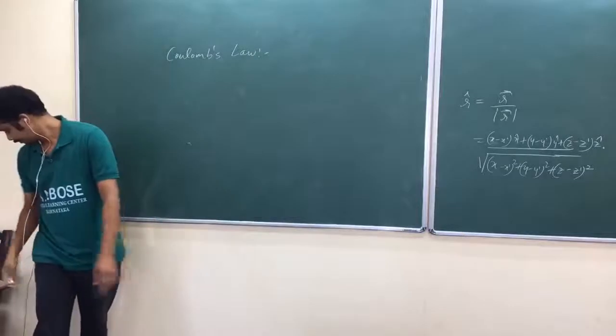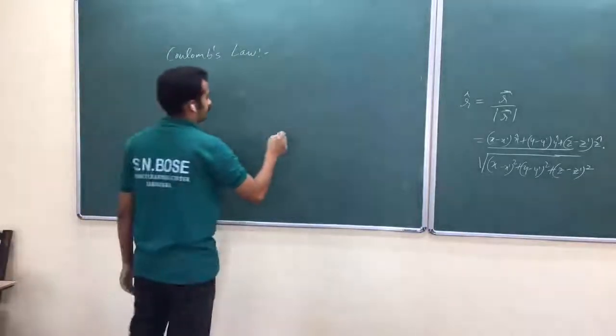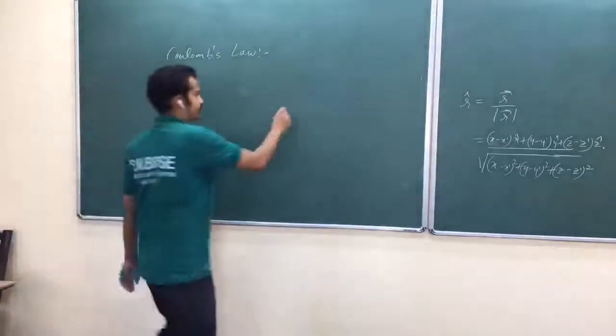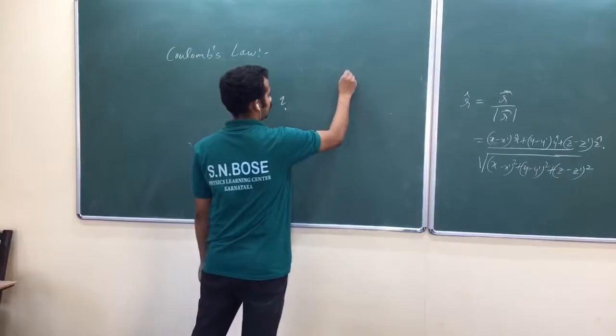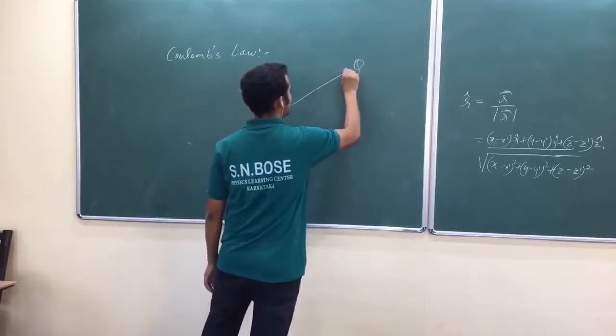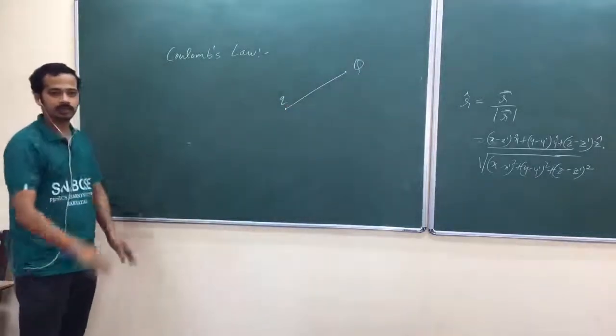Coulomb's law. I have a charge Q here, and a charge capital Q here. Coulomb's law is also defined like source charge, test charge. That's the best way so that we can quickly get into the electric field concept.